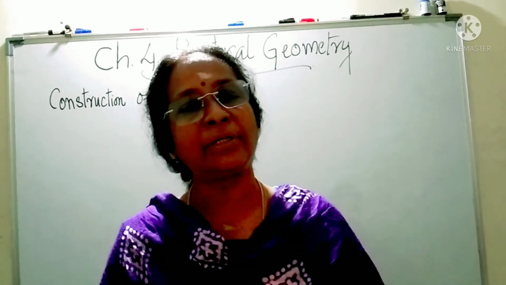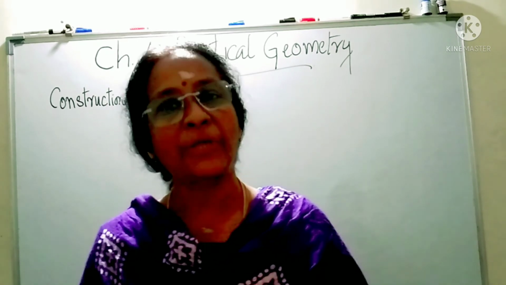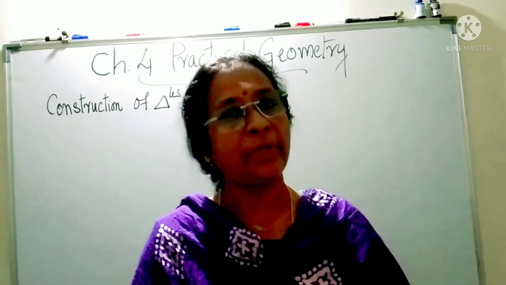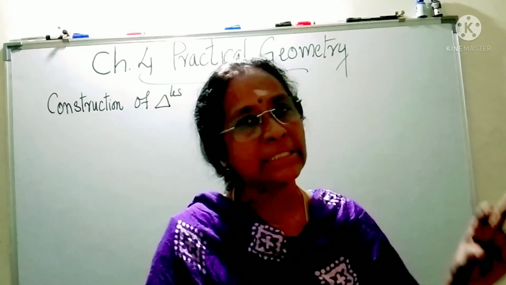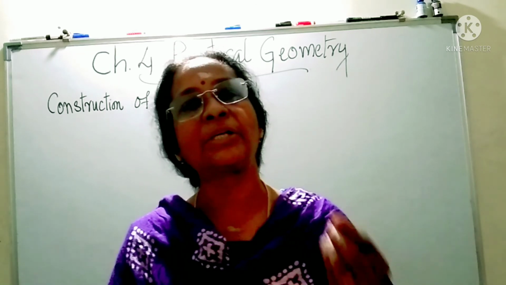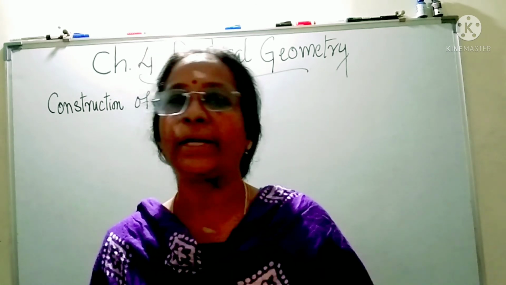That is, when different measures are given, how to construct the triangle. That is what we learned. Now, all these constructions that we have learned, we will be using for the construction of quadrilaterals.